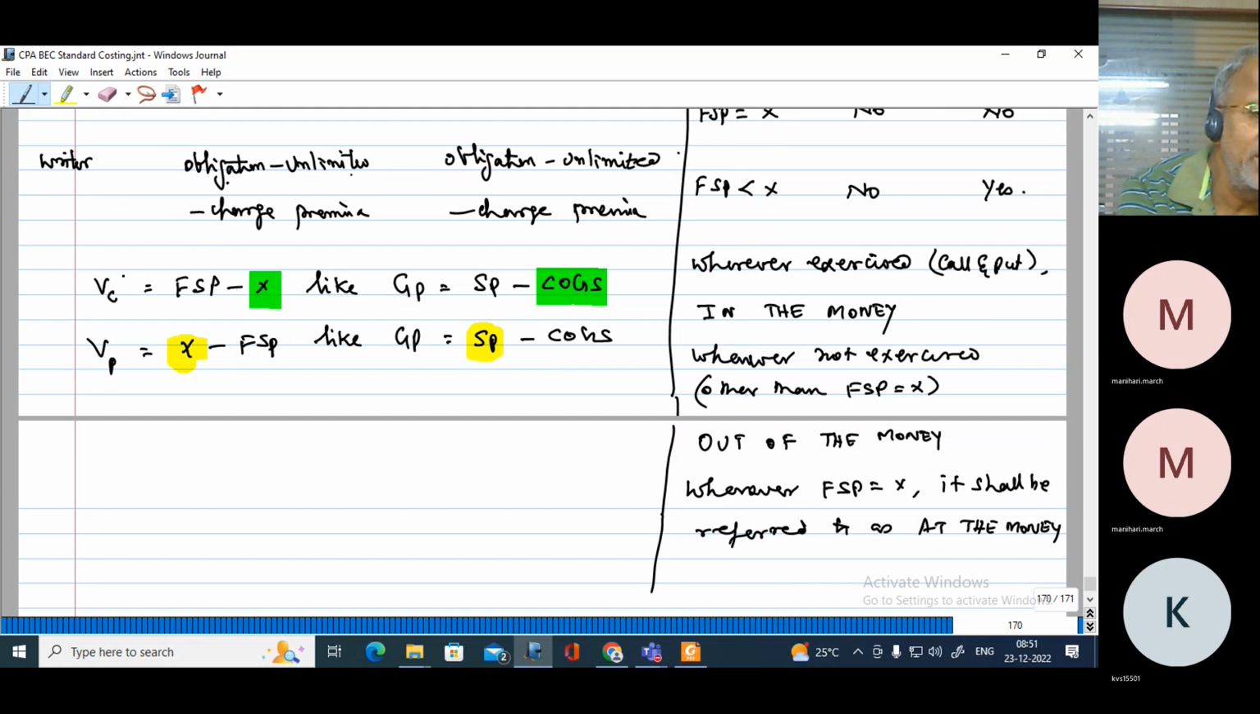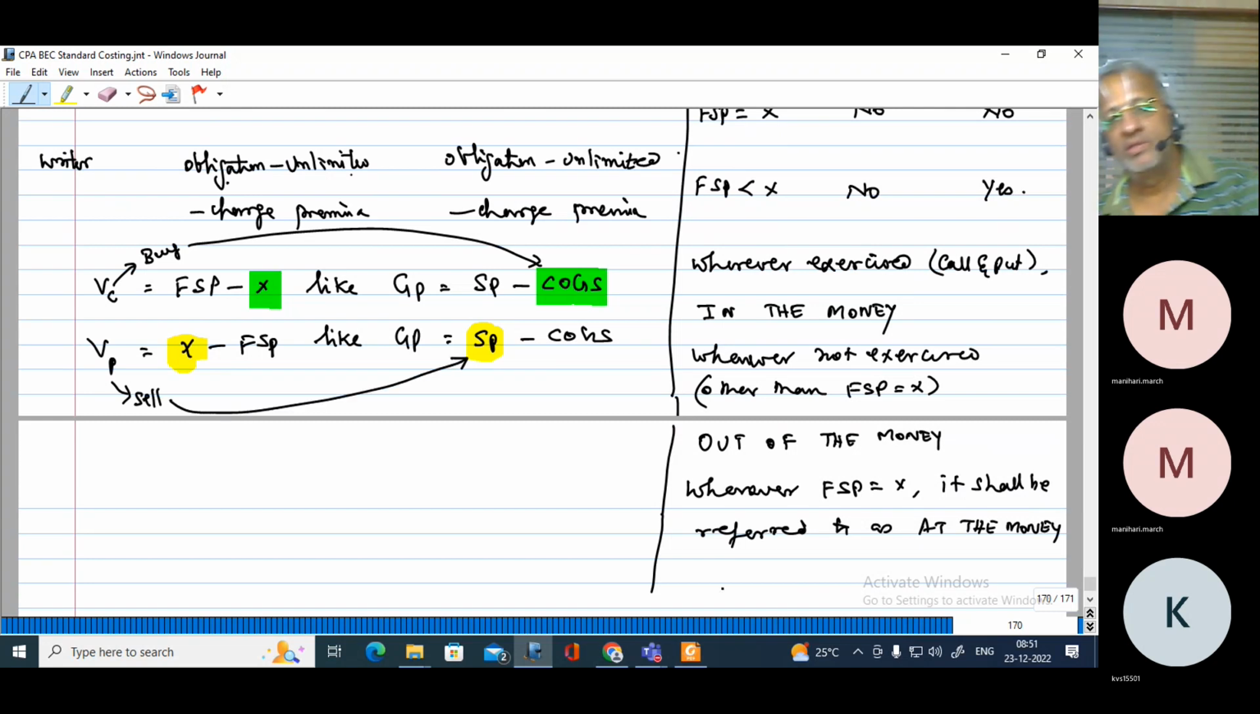Simple as that. Because in the case of call, it is buy, so buying price is associated with cost of goods sold. Put is for sell, therefore it is associated with selling price. I hope things are very clear for you. Yes, sir.